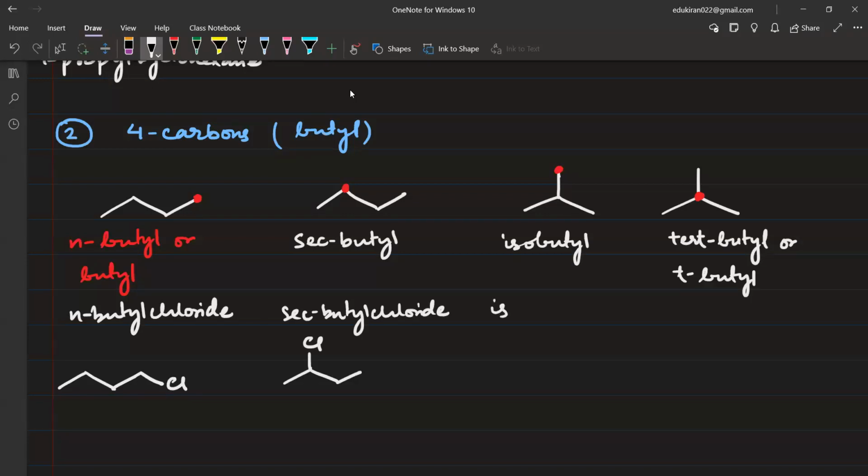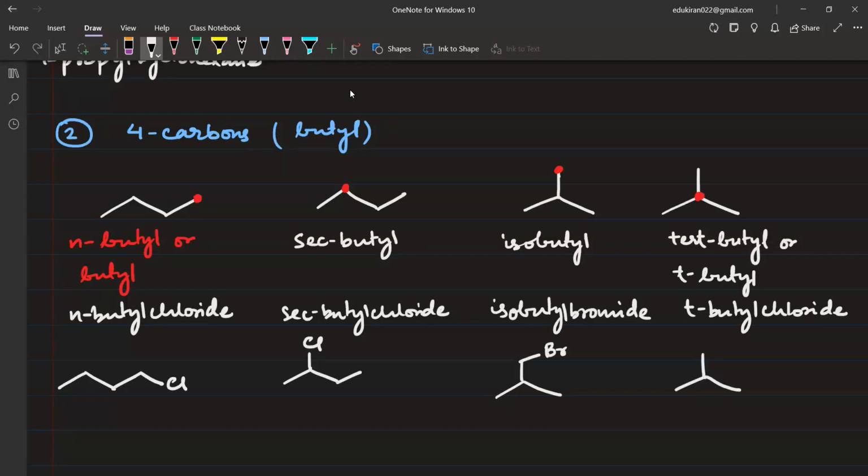If you have isobutyl bromide, let us take. Then you will draw the isobutyl group like this. And see, if you attach chlorine here, then also it is fine. If you attach chlorine here, then also it is fine. All of these are cases of what? Isobutyl bromide. Sorry, Br you have to attach, my bad. In this case, you can write T-butyl chloride. So you'll make tertiary butyl group like this, and you can attach chlorine here. That's it.